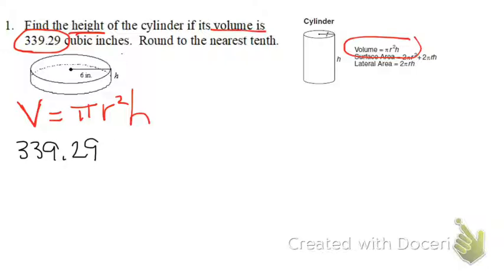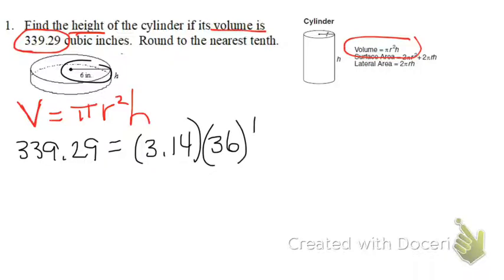So underneath the V, I'm going to replace V with that number, 339.29. Bring down my equal sign. Replace pi with 3.14. The radius is 6. I'm going to go ahead and square that, which would be 36. Okay? And now I can solve for H. Multiply these two numbers together, 36 times 3.14. And I get 113.04.